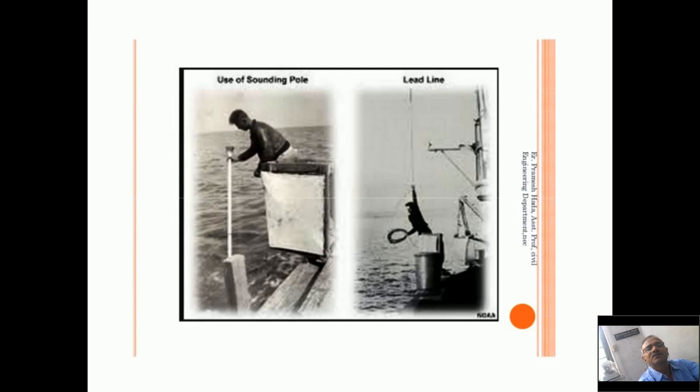These are some of the photographs of how the sounding operations are taken with the help of the sounding pole and with the help of the lead line. So this portion which you are showing, this one, this is the well. This is called the well. Some extra space is provided so that you can measure the depth without striking that rod to the sides of the boat. The left hand side photograph shows the use of the sounding pole, and here the use of the lead lines.